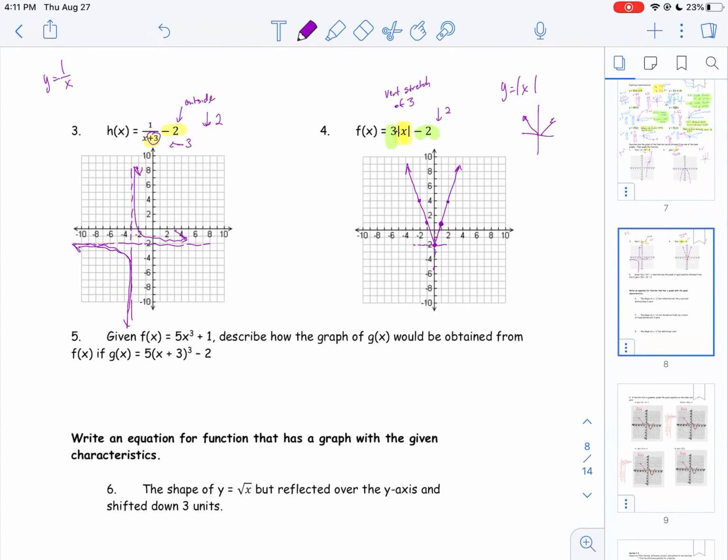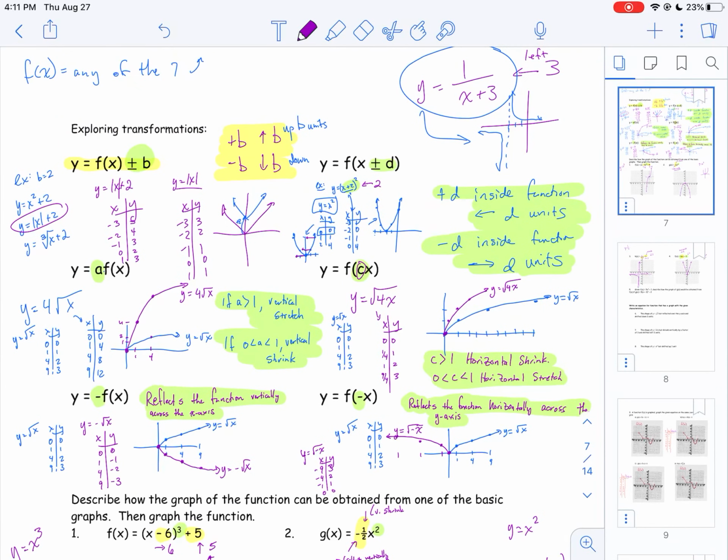All right, let's take a look at the next part of chapter 2. In this section, I had described how all the transformations worked. So adding and subtracting on the outside shifts up and down. Adding and subtracting on the inside of the function like this moves it left and right.